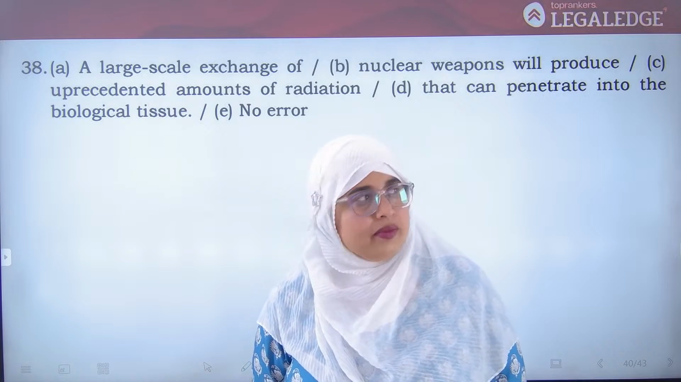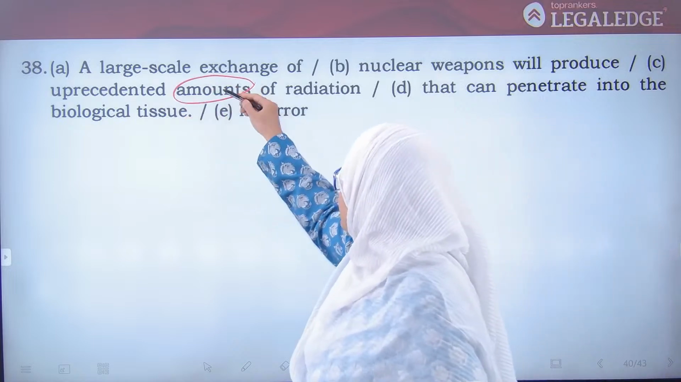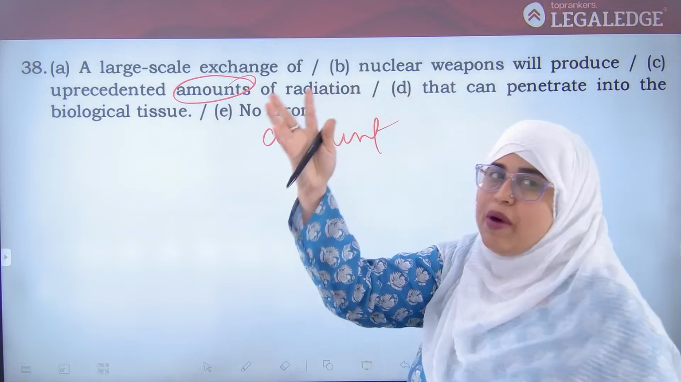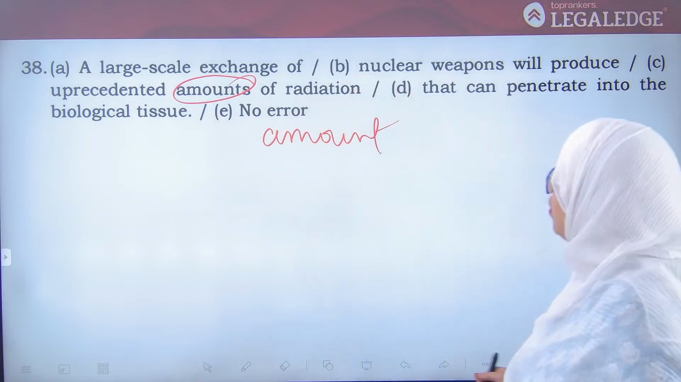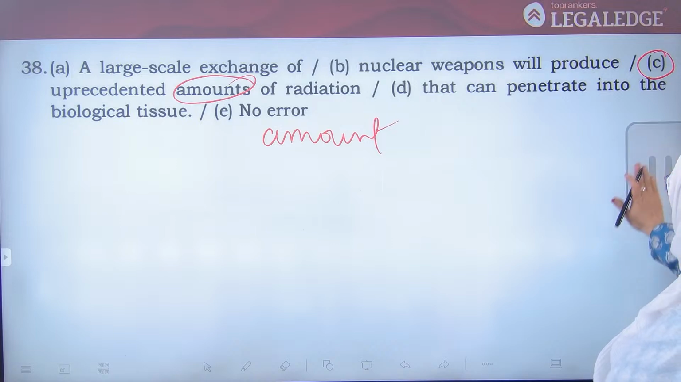All right. Amounts definitely is wrong. It has to be in singular form, complete amount, single unit. So unprecedented amount of radiation. Hence, C was erroneous.